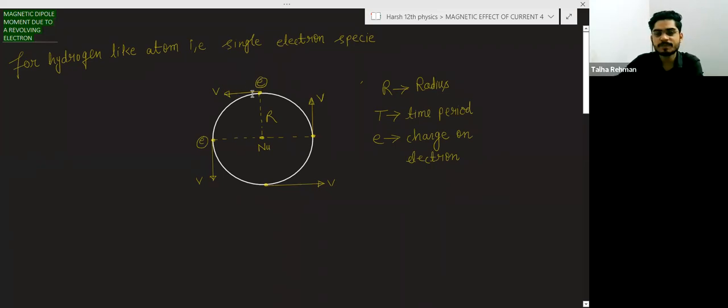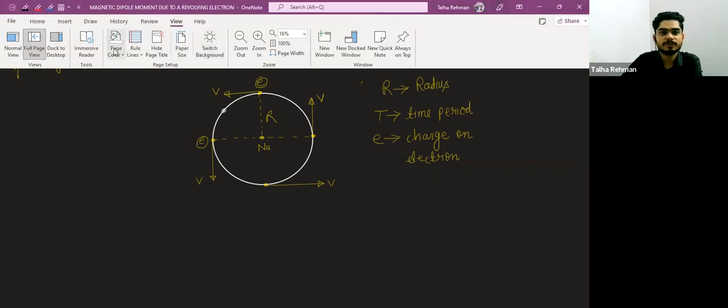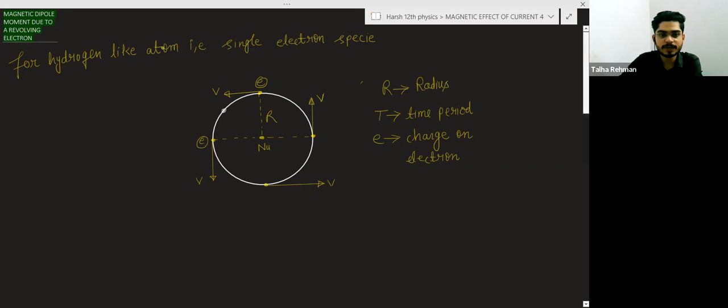This v arrow is representing the direction of the velocity at this point. Suppose the electron is here, and after a certain time, the electron will be here. If I want to find the direction of the velocity at a point, that direction is given by the tangent at that point. When you draw the tangent, you get the direction of the velocity. This arrow represents the direction of the velocity at different points.